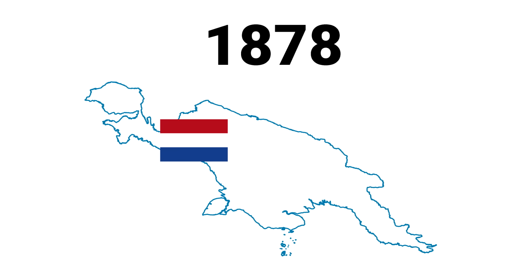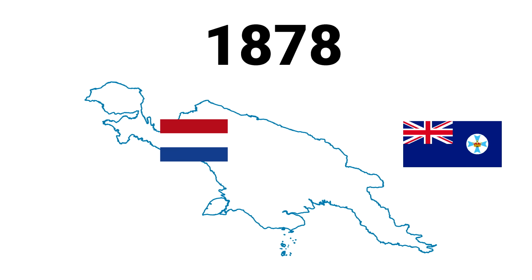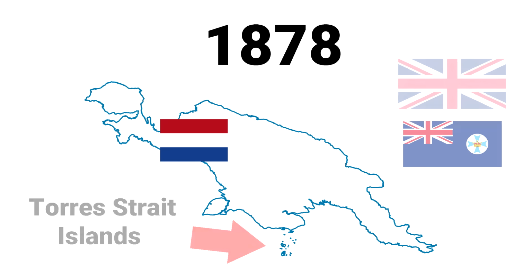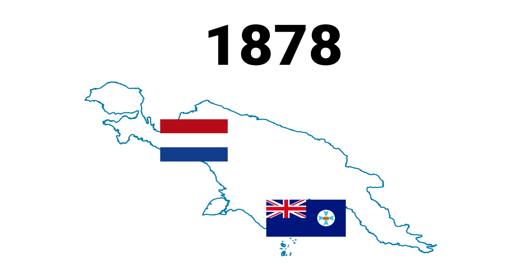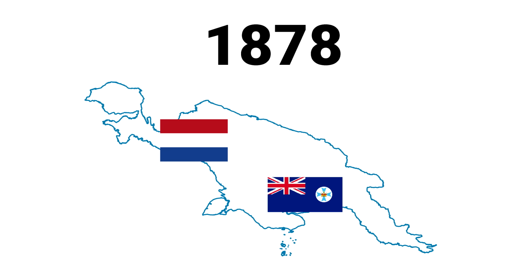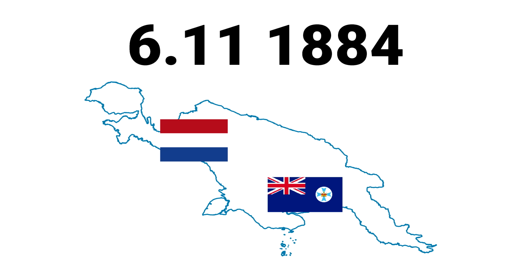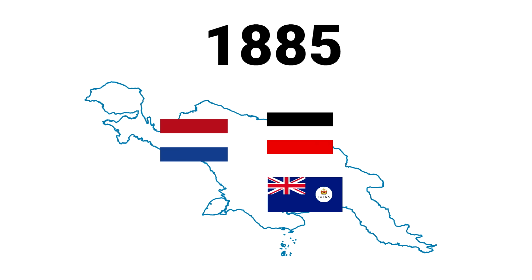30 years later, the colony of Queensland, under the control of the British Empire, took over the Torres Strait Islands. They quickly moved to the bigger New Guinea island because they didn't want the remaining part of it to fall into German hands. But in 1884, Germany declared German New Guinea over the northern portion of the island. During the same year, on 6 November 1884, the part of Queensland became a British Protectorate. The Germans then annexed the northern part of the island in 1885.